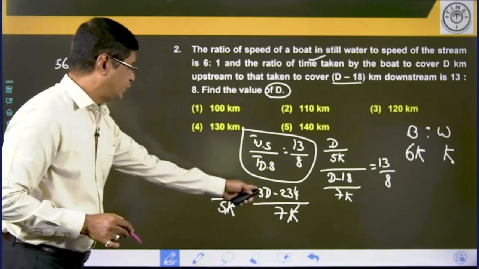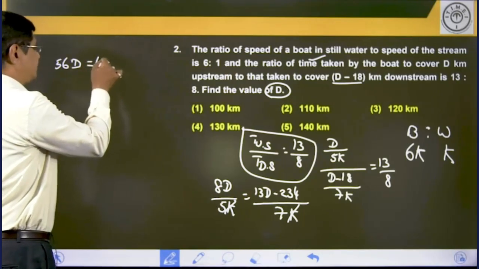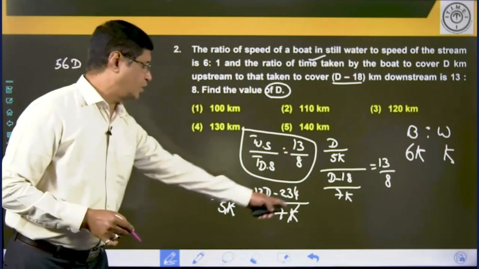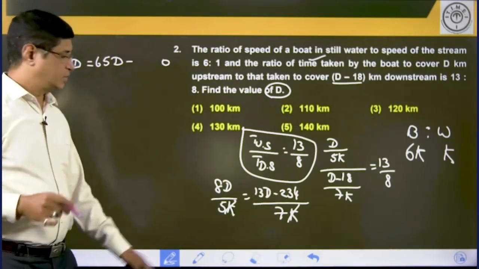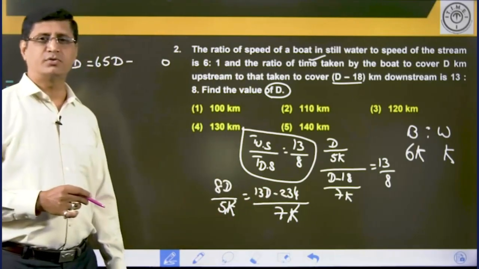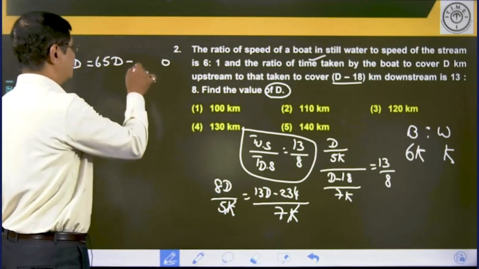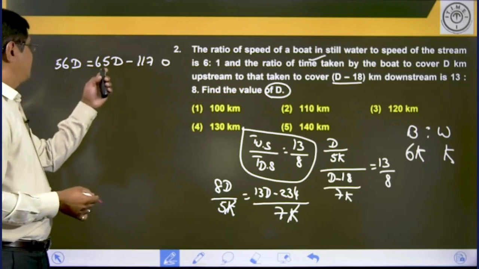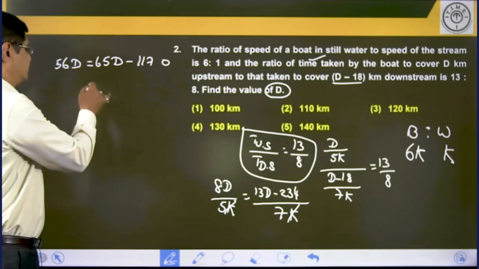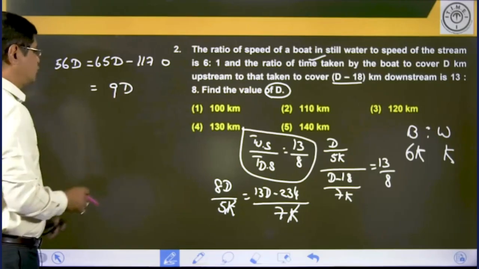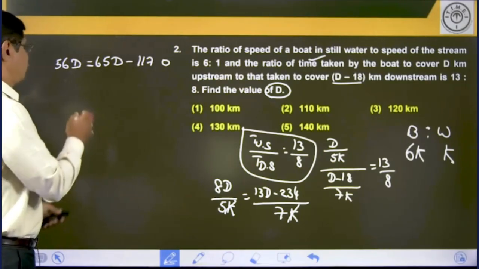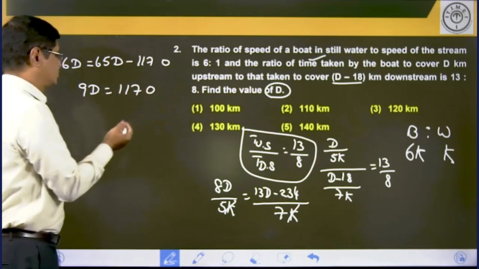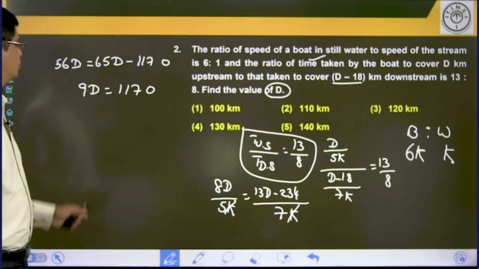Now what is next here? 5 into 13, 65d. Now 5 times 234: 5 times 4 is 20, 23 into 5 is 115 plus 2, 117. By taking variables on one side and numbers on the other side, 65 minus 56 is 9, so 9d is equal to 1170. Now simplify this.